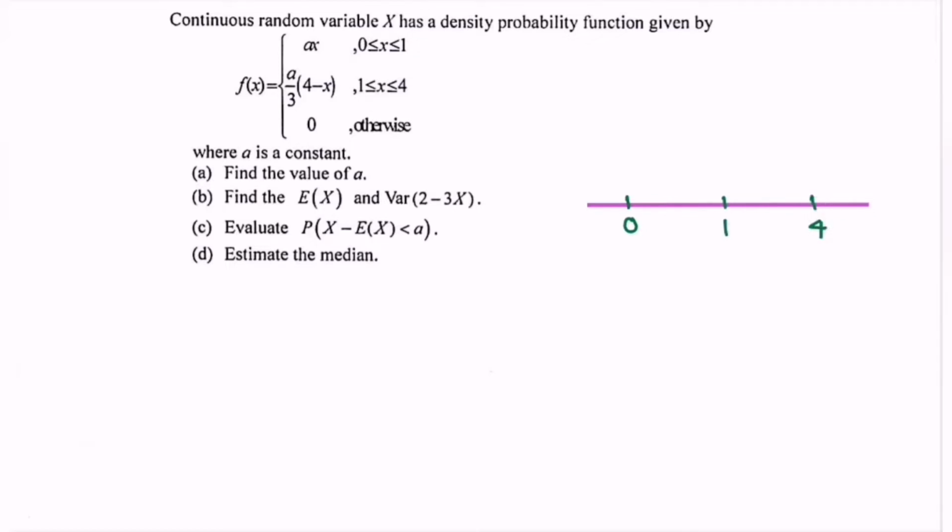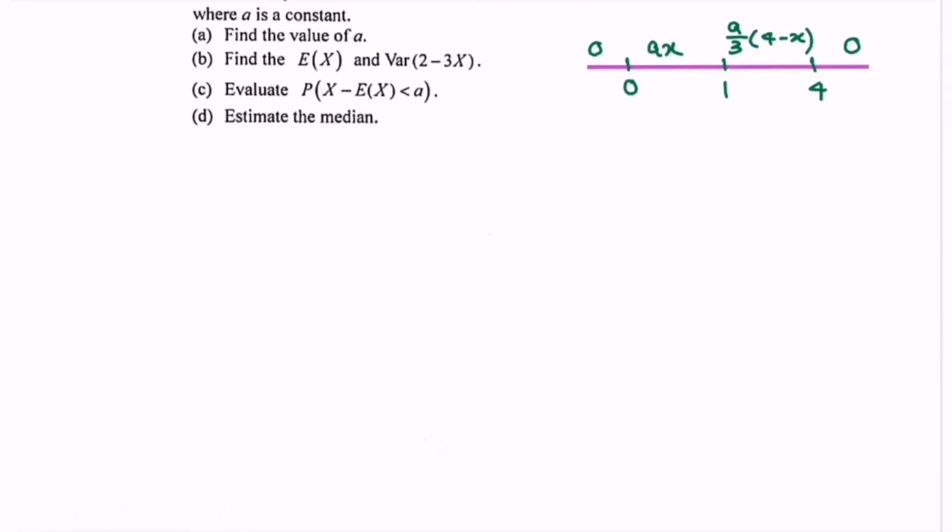0 to 1 we have the function ax. 1 to 4 we have the function a over 3 multiplied with 4 minus x. Otherwise we have the function 0. Kindly refer to a. Find the constant value of a. As we all know, it is a continuous random variable X, so it means that the summation is equal to 1.